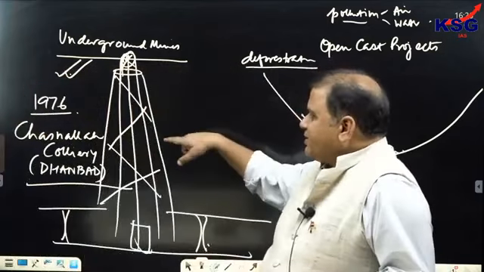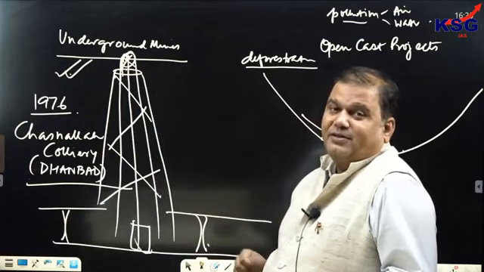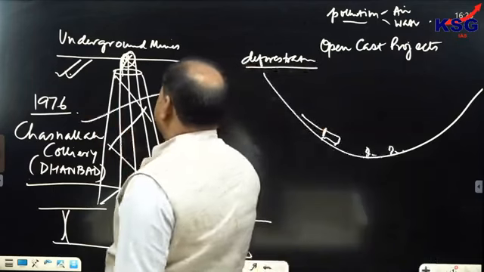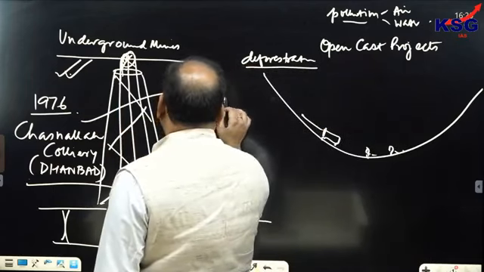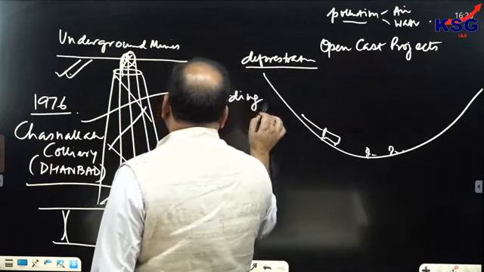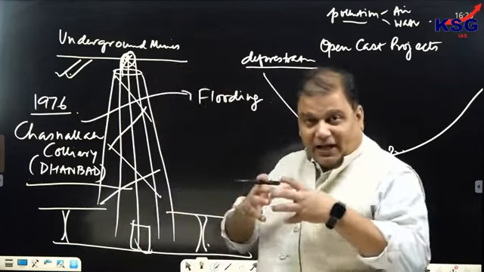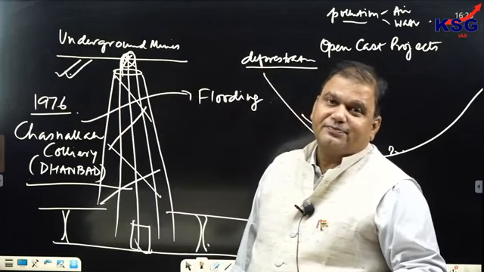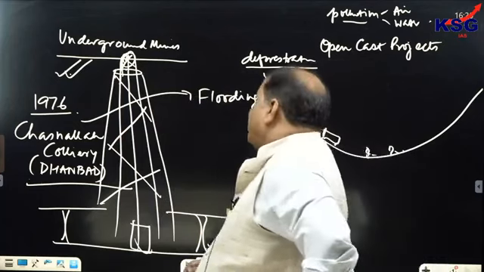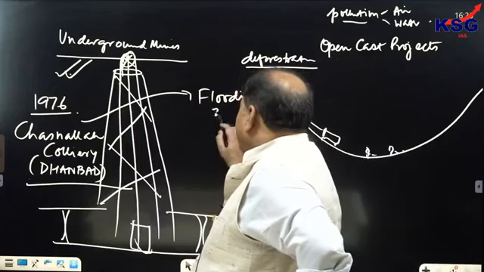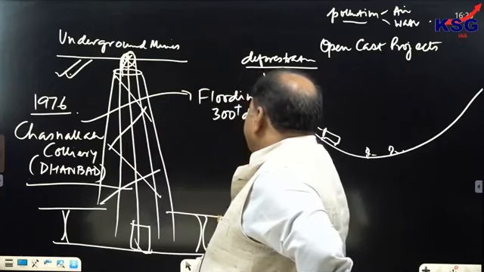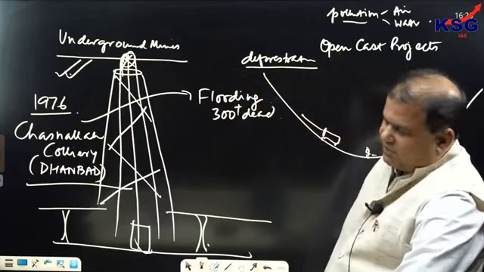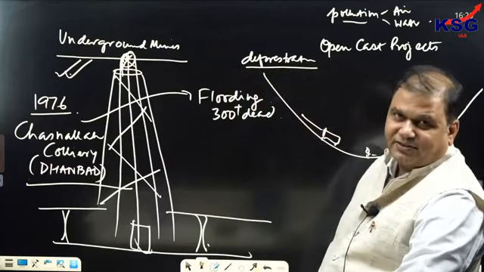So, 1976 Chasnala. Now, how did it happen? It happened due to flooding of mines. There was a water body nearby, and when blasting took place in the mine, that water body was connected to the mines. Clear? So this was due to flooding of mines. More than 300 people died. That was the biggest disaster which has taken place in mines.